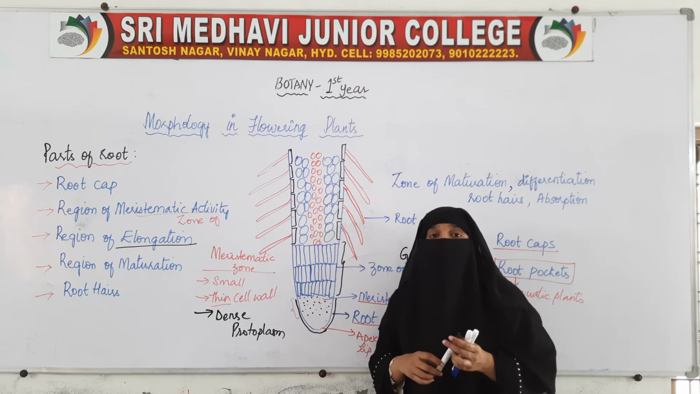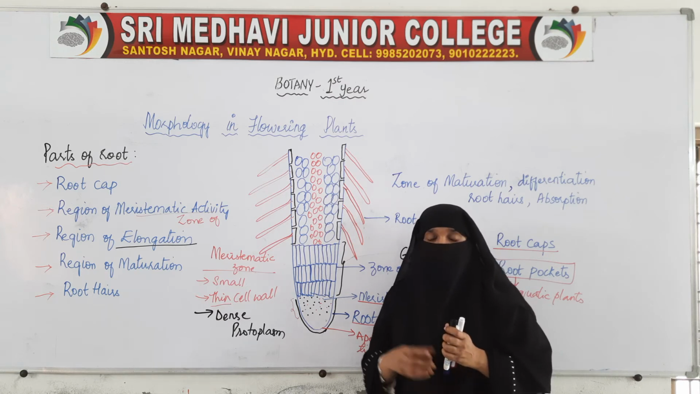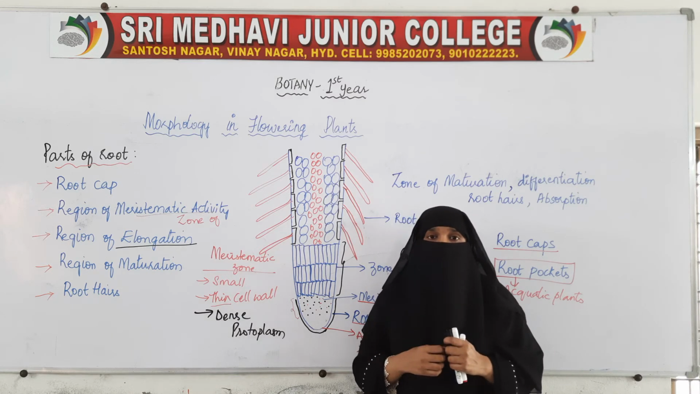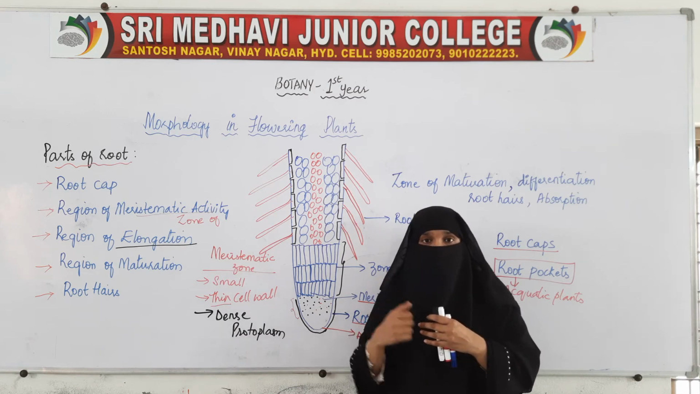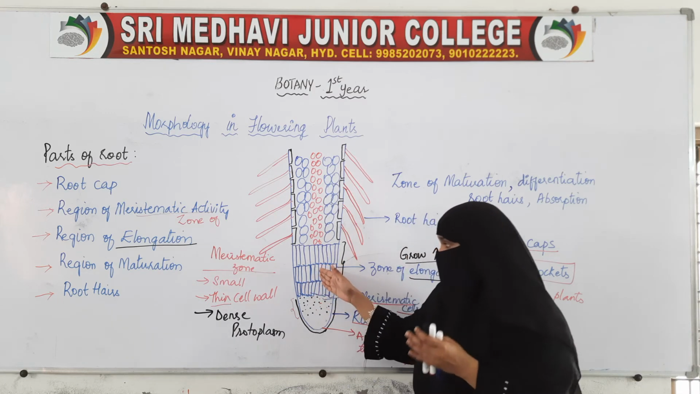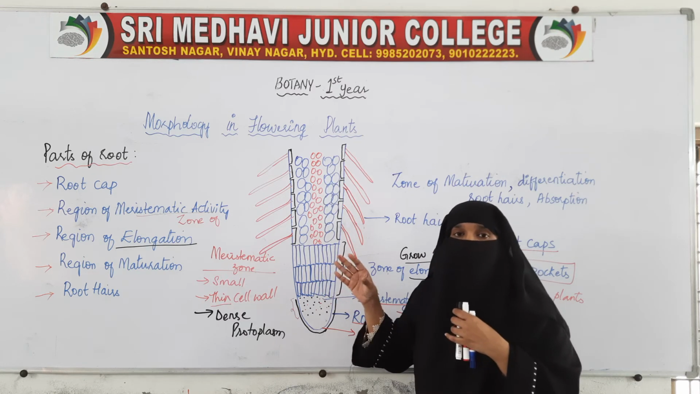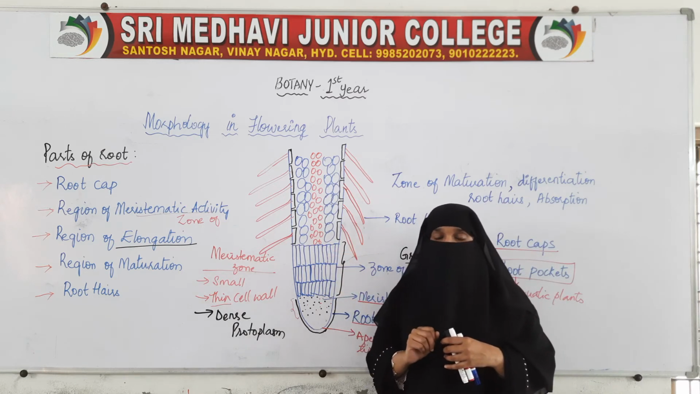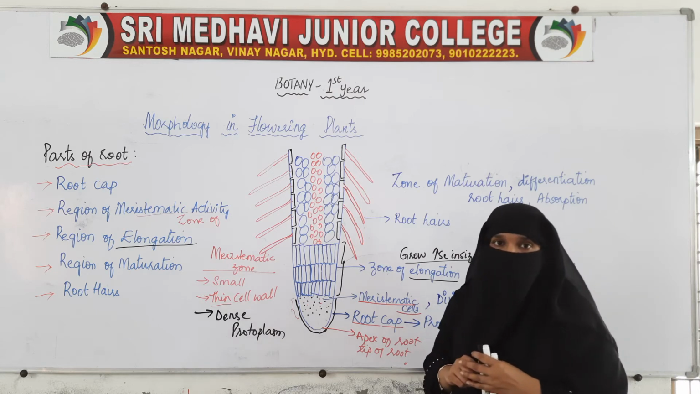In this zone, the cells will grow, elongate, increase in size, and they start to differentiate. That is, they will be given a proper function, and depending on that function, they will prepare themselves. The cells in the zone of elongation will be given a proper function, and according to that function, the cell will grow. So here growth of the cell will be seen, in the zone of elongation.